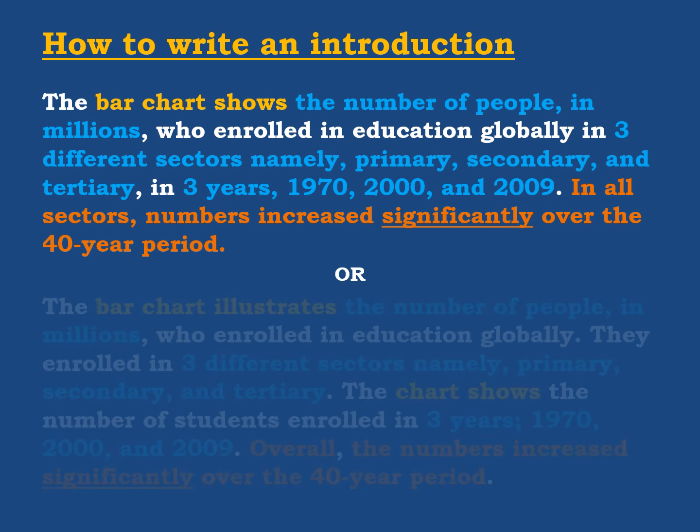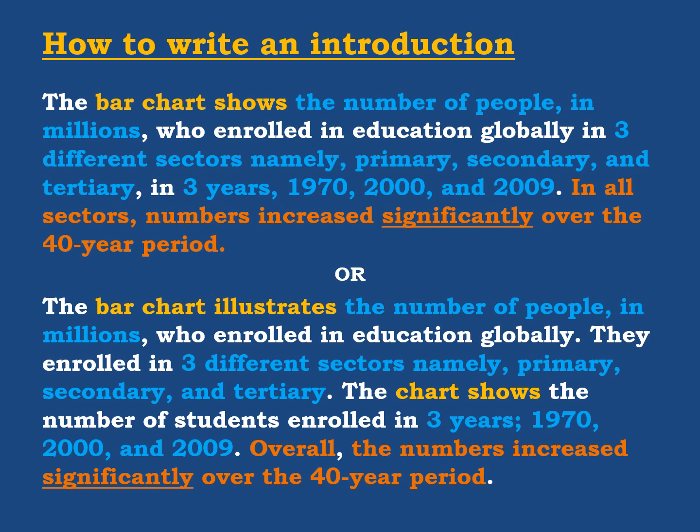So look now at this introduction. The bar chart illustrates, so here I changed the verb, the number of people in millions. Again, the same elements are there. You can see them, the same thing. Who enrolled in education globally, and we stopped here. See here, this is one sentence. Then the second sentence, they enrolled in 3 different sectors, namely primary, secondary, and tertiary, and we stop here.